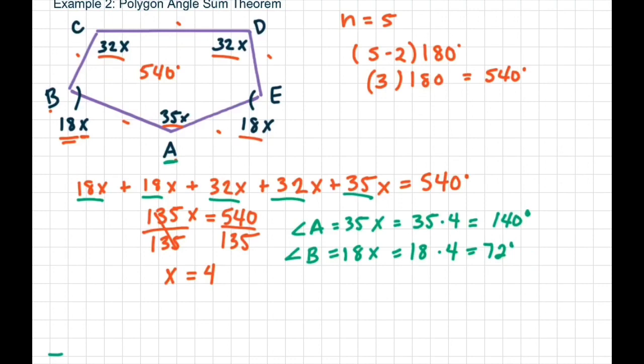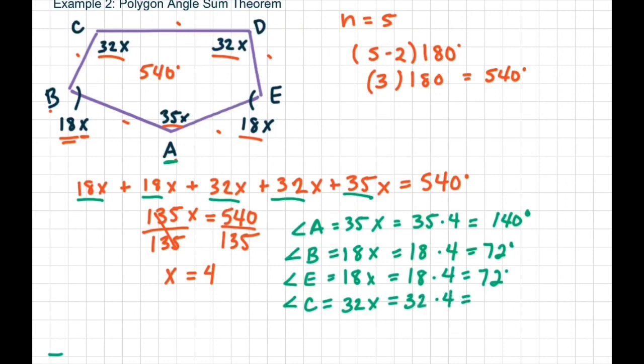We'll skip over to angle E because that's also the same thing. So instead of redoing all the math over again, we'll just write it really quick. Okay, then C and D. So angle C is 32x. So I have 32 times 4. And 32 times 4 is 128. And then angle D is the same.